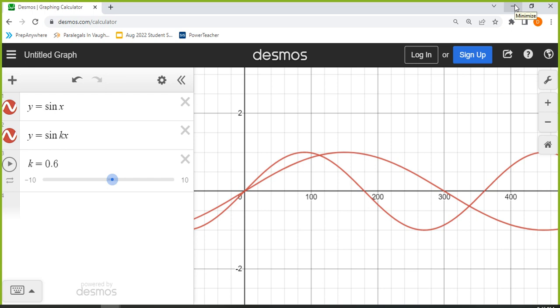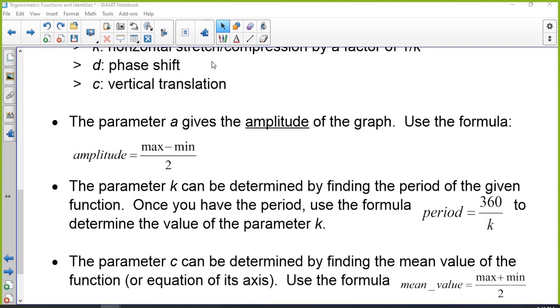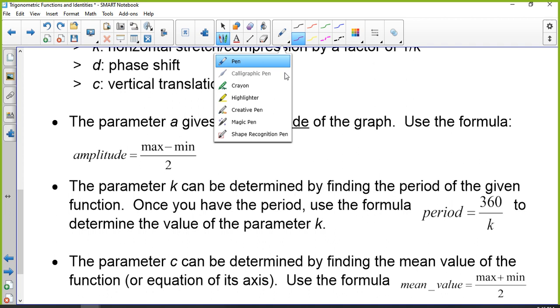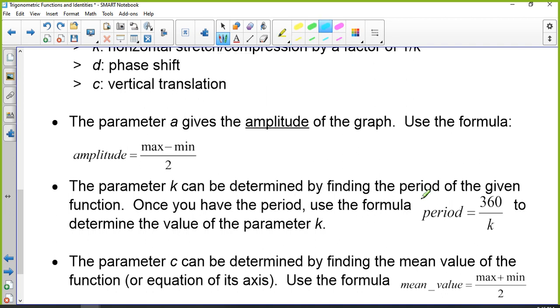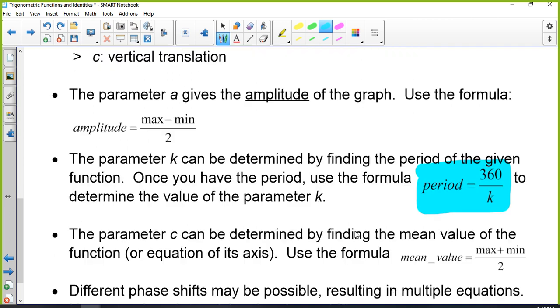So because the k parameter affects the period, we use this really helpful formula to help us figure out what that period is if we have the k value, or figure out the k value if we have the period. So the formula is period is equal to 360 divided by k.